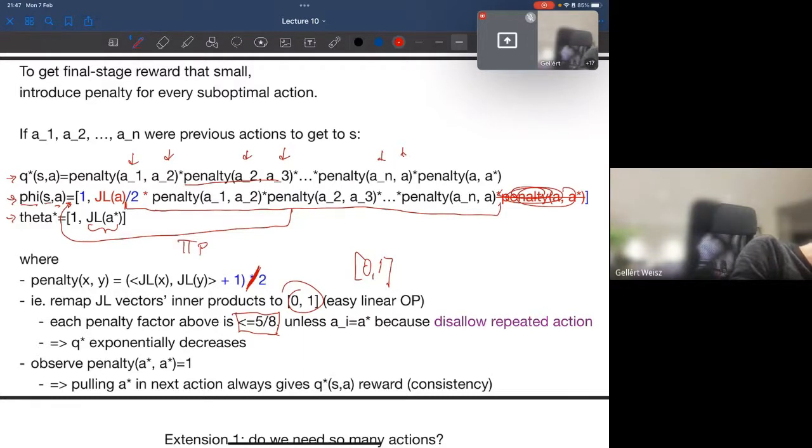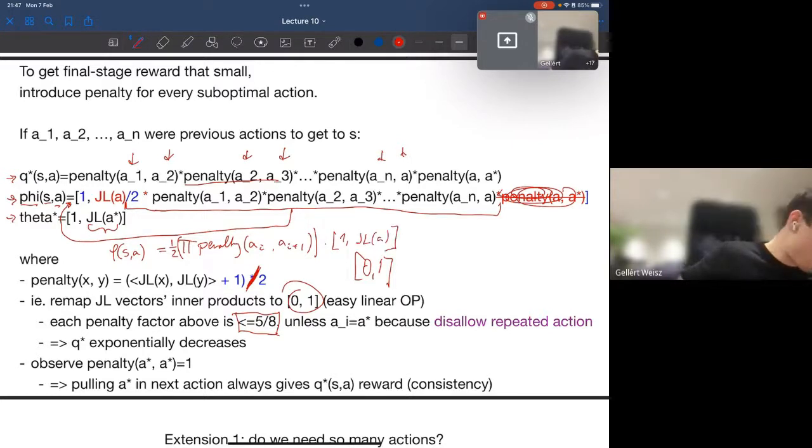Okay, let me try this again. So the phi of S and A equals the product of the penalties, so 1/2 times the product of the penalty of A_i plus 1, and then that will be multiplied by this feature, this concatenation of 1 and JL of A. And the product goes from i equals 1 to n minus 1. And let me get rid of these confusing things here. So that's what I actually wanted to write here.